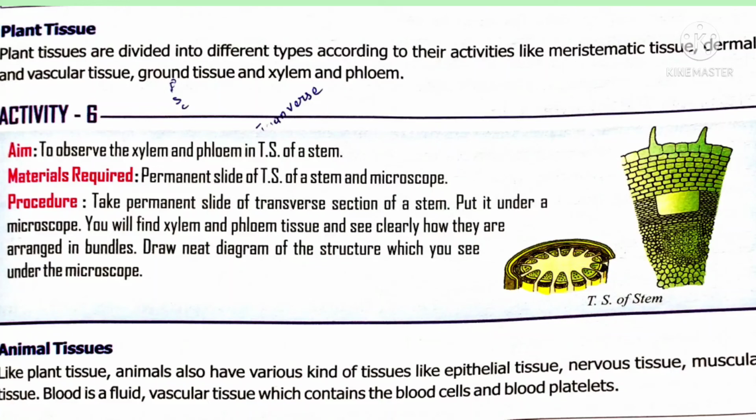We can find tissues like xylem and phloem, and we can see clearly how they are arranged in bundles. These bundles are called vascular bundles.